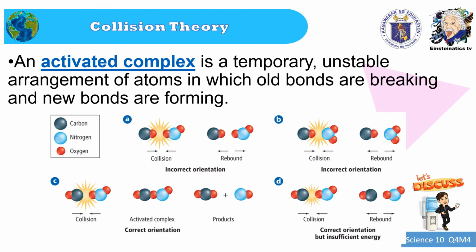An activated complex is a temporary unstable arrangement of atoms in which old bonds are breaking and new bonds are forming, and thus it needs two essential things in order for a chemical reaction to take place. So, of course, kailangan mo ng correct yung orientation kasi pag incorrect yung kanyang orientation, so hindi magiging successful yung reaction. So, as you can see, magkakaroon lang ng rebound.